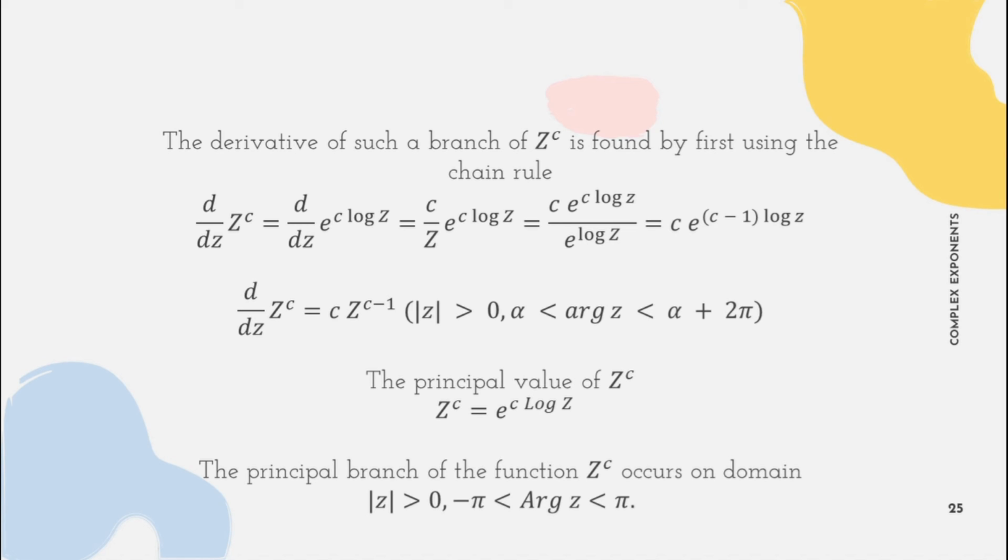Then, the derivative of z^c is equal to c times z^(c-1), where the absolute value of z is positive and theta, or the argument of z, is on the interval between alpha and alpha plus 2π. Then, the principal value of the function z^c is z^c equal to exp(c log z), and the principal branch of the function occurs on the domain where the absolute value of z is positive and the argument of z is between minus π and π.